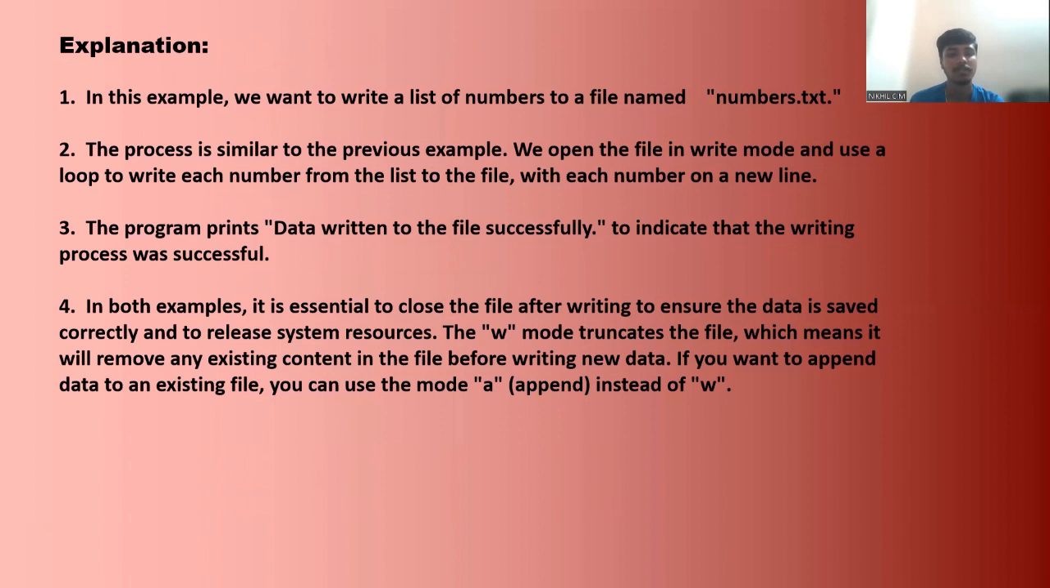In both the examples, it is essential to close the file. We have seen the two examples in that closing the file is common to both. It is essential to close the file after writing to ensure the data is saved correctly and to release system resources. The W mode truncates the file, meaning it will remove any existing content in the file before writing new data. If you want to append data to an existing file, we can use the mode A. A is used to append the data instead of W.